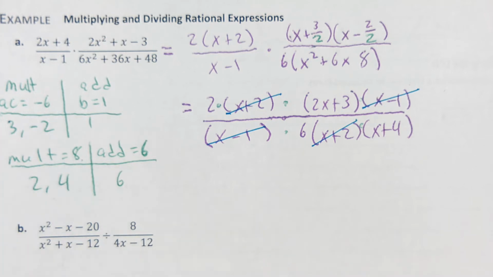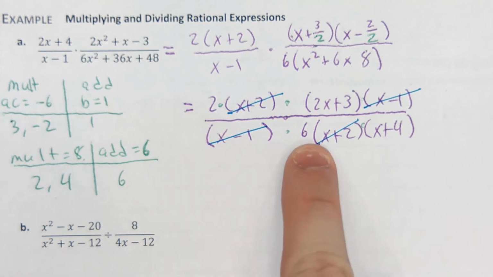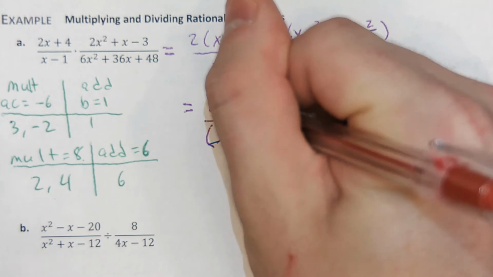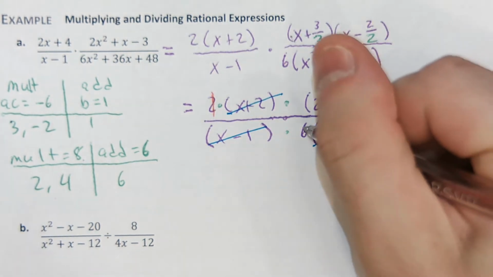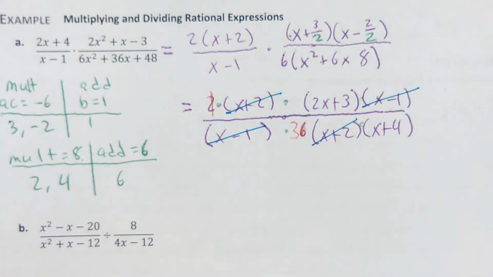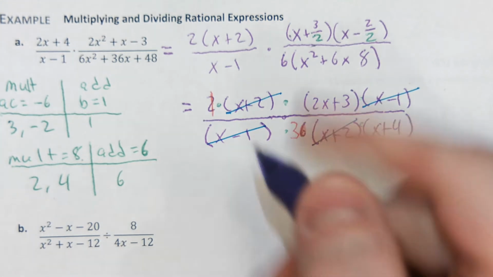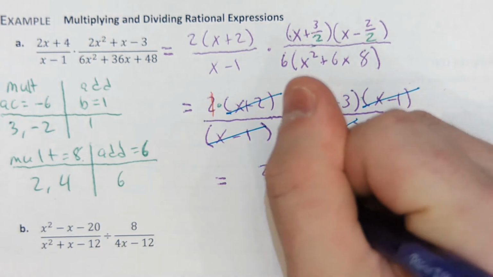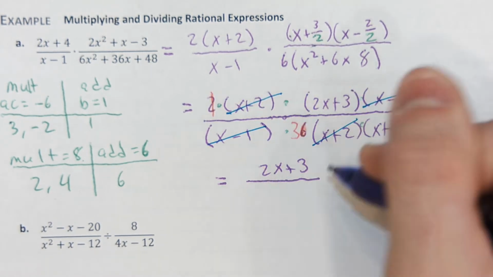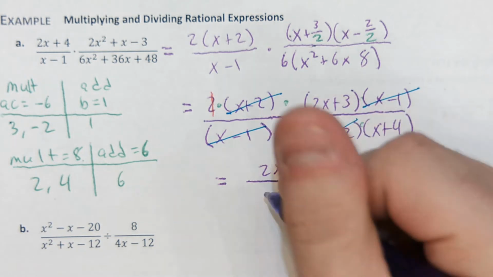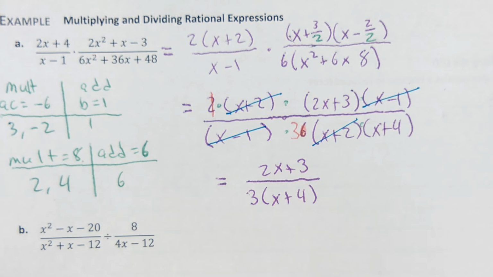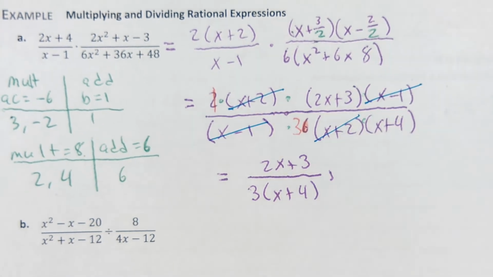And lastly, it's not going to make us write anything special, but 2 and 6 can both be divided by 2. 2 divided by 2 is 1. 6 divided by 2 is 3. So this thing finishes up as just a 2x plus 3 on top, and on the bottom, a 3 and x plus 4. And there will be two numbers that we have to say x can't be.